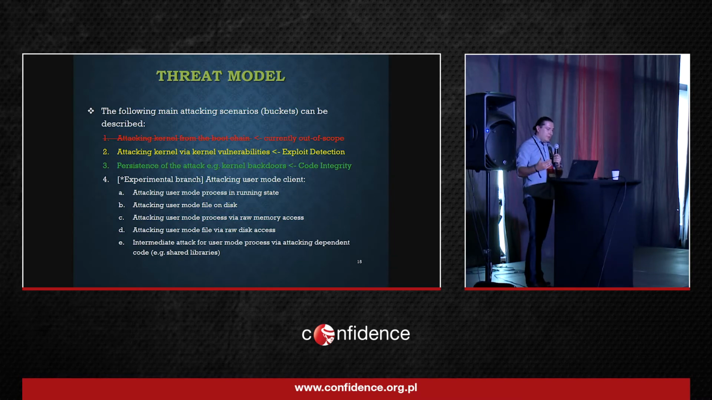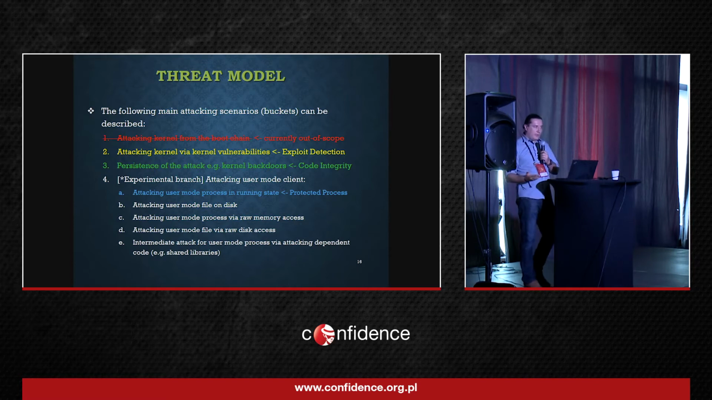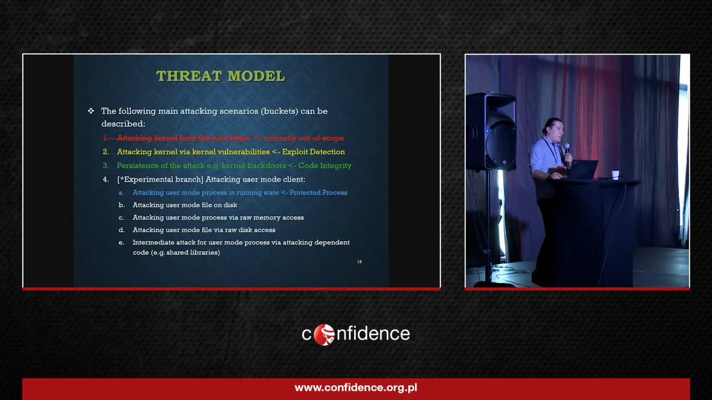That's why there are additional threat model points here. From the experimental branch point of view, you can attack any user mode process which is in a running state, and from the protected feature point of view, protected process was implemented as a new feature to protect the process from access by the root account. But before the process starts to execute, there is a file in the system which can also be corrupted by an attacker, and protected files was implemented to disallow even root accounts to have access to this file.